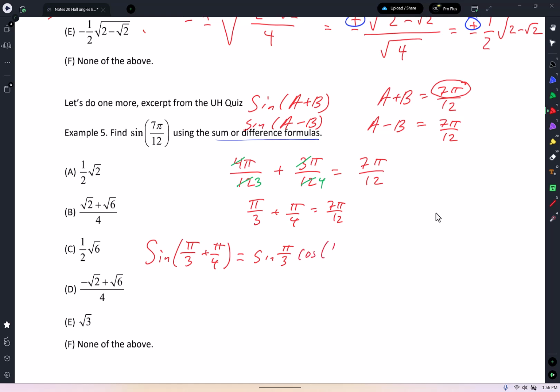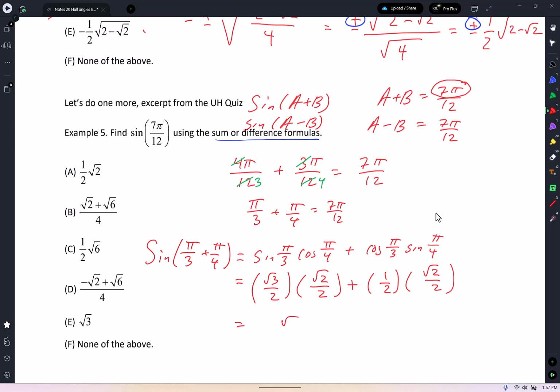Cosine of pi over 4 plus cosine pi over 3, sine pi over 4. We're okay? All right, here we go. Sine of pi over 3, what is that? On the unit circle. No, the other one. Square root of 3 over 2. Cosine pi over 4, square root of 2 over 2. Those are the easy ones. Cosine pi over 3 is 1/2. Sine pi over 4.